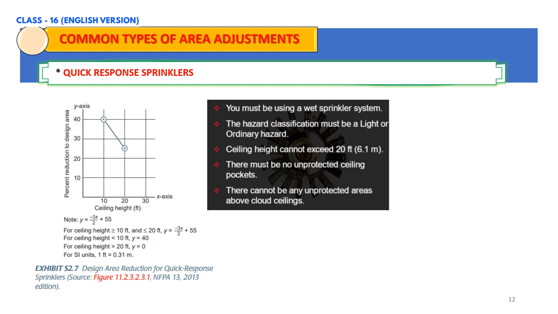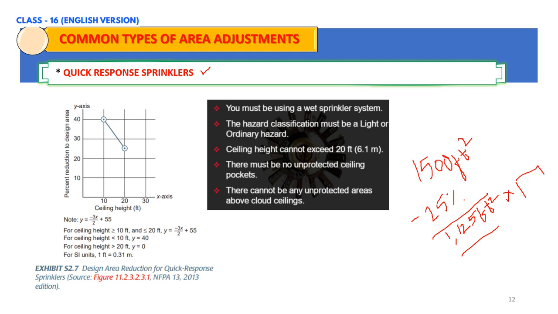So we have considered 1500 square feet. If this is an ordinary hazard, and we go ahead with quick response sprinklers, then if the area reduction percentage is 25%, we need to remove this 25% from this 1500 square feet. So it shall be about 1125 square feet. This area shall be multiplied with the density. For ordinary hazard, the density was 0.15 GPM per square feet. So here we will get the area into density, that is nothing but gallons per minute.